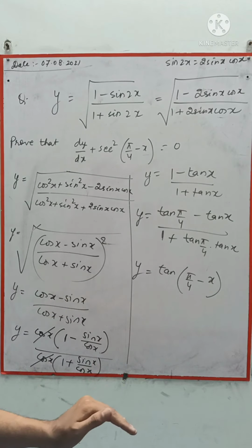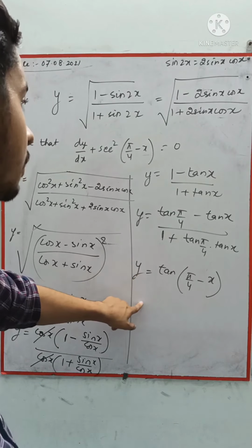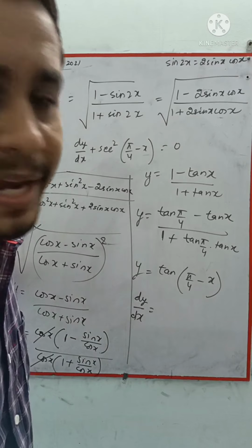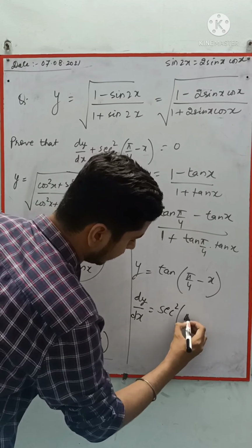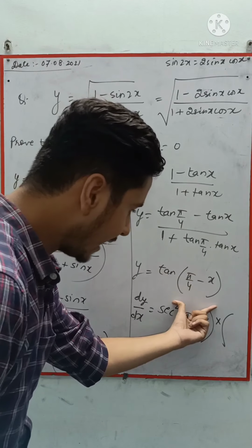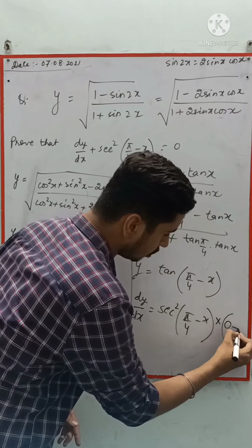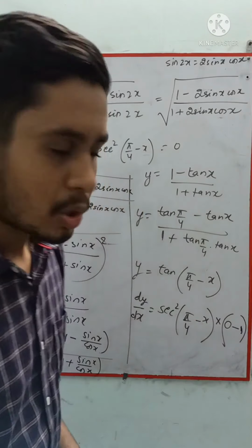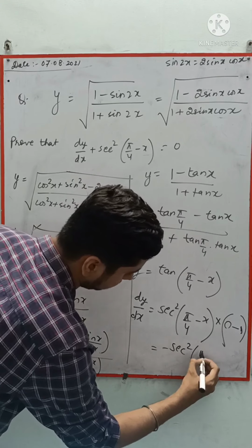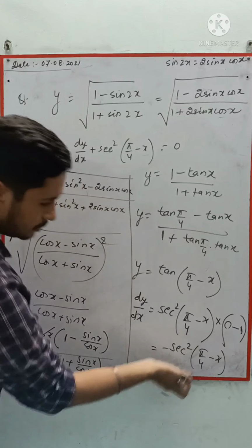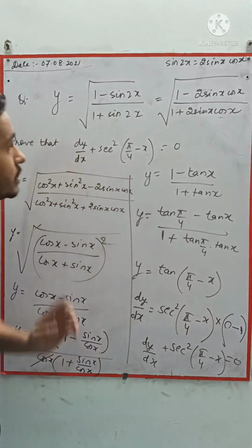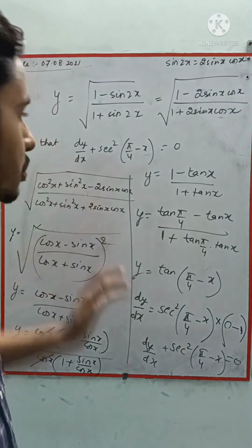Now you can differentiate, because it is very easy to differentiate now. So dy dx is equal to, what is the differentiation of tan x? Sec square. So sec square pi by 4 minus x into, if you go inside the angle, pi by 4 differentiation is 0 and x differentiation is 1. So 0 minus 1 is minus 1. So it will be minus sec square pi by 4 minus x. If you take it here, it will become positive. So dy dx plus this is equal to 0, and hence proved. I hope this question is clear to you.